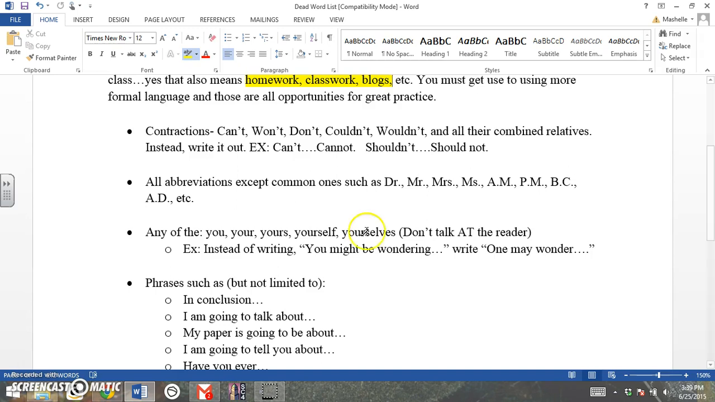So keeping this in mind, when we look at this example, you might be wondering, versus one may wonder. So this idea of including a "one" instead of a "you" is important.